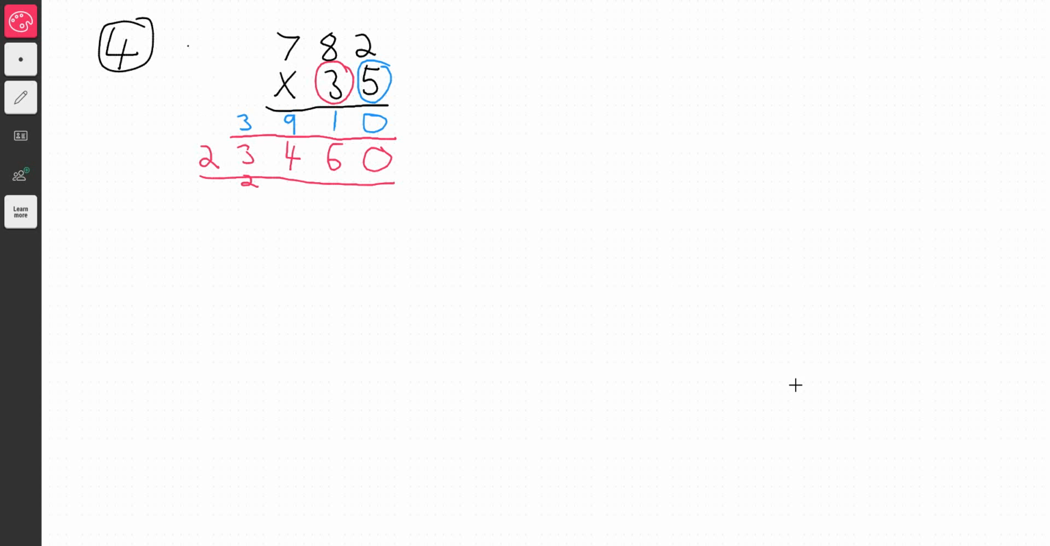Okay, and finally we've just got to add up all of these numbers together. So 0 plus 0 is 0, 1 plus 6 is 7, 9 plus 4 is 13, so write the 3, carry the 1, 3 plus 3 plus 1 gives us 7, and 2 plus nothing is just 2, so our final answer is 27,370.